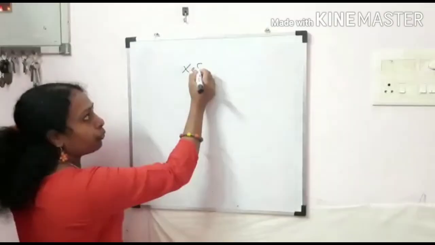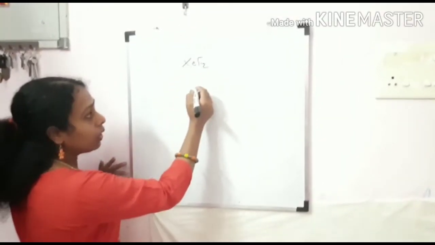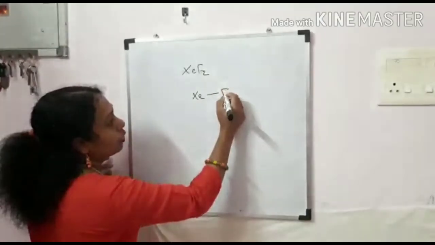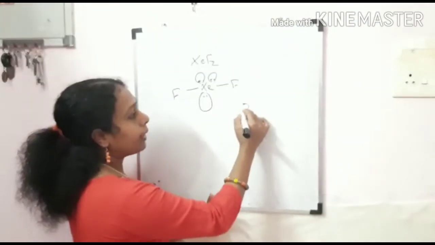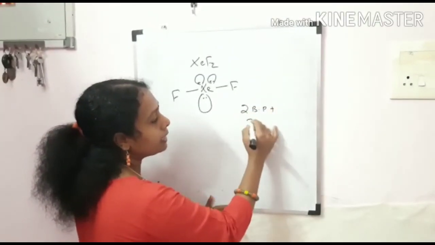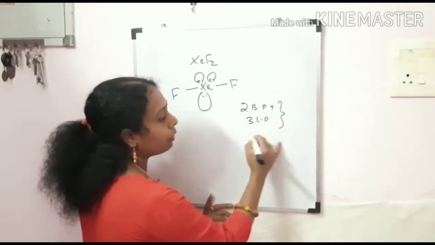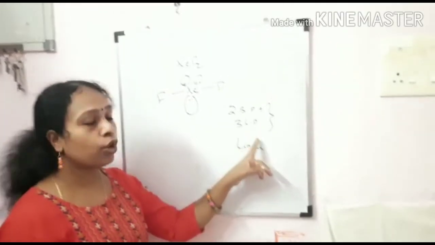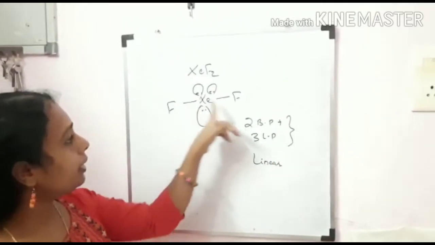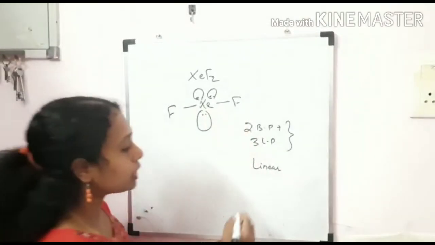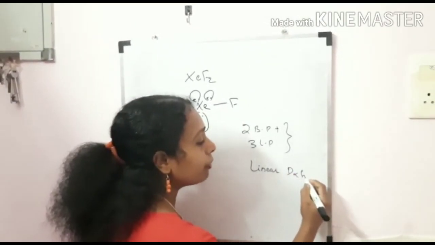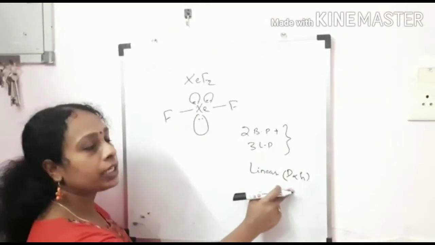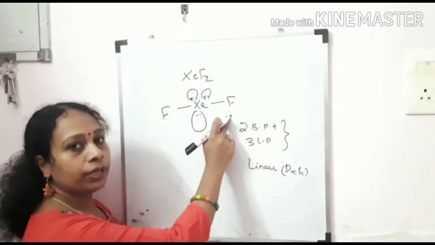I am taking XeF2. If you see XeF2, xenon has 8 outer electrons, you know. So 2 bond pairs have gone to fluorine, 2 bond pairs, plus 3 lone pairs. The molecule will be linear shape, you know, by VSEPR theory. 2 bond pairs and 3 lone pairs, the molecule will be linear shape. And here there is a center of inversion, so it belongs to the point group D infinity H. This is the condition: 2 bond pairs plus 3 lone pairs, the molecule will be linear shape and belong to the point group D infinity H.